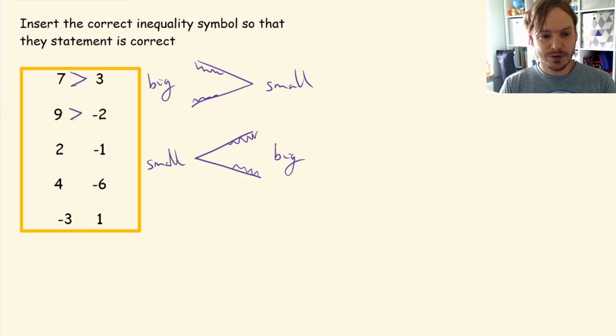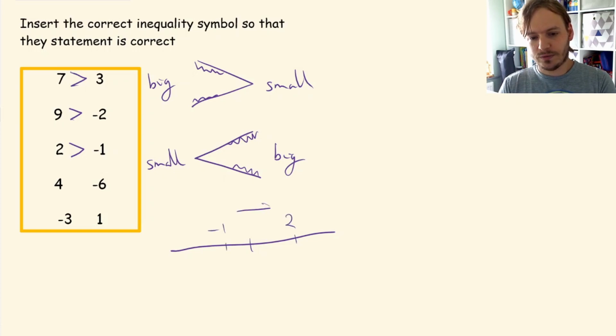2 and -1, again, 2 is the larger number here. We need to just pay attention occasionally to our number line. So I've got 2 over here and -1 over here. This way is larger. Now that's really important when we look at this 4 and -6 one. Although 6 is a larger number than 4, 4 is way over here, and -6 is way over here. 4 is much, much bigger than -6. So we draw it that way around.